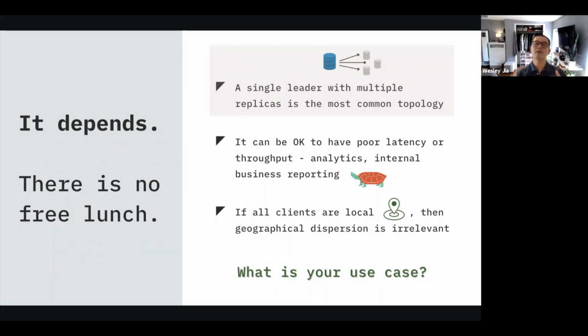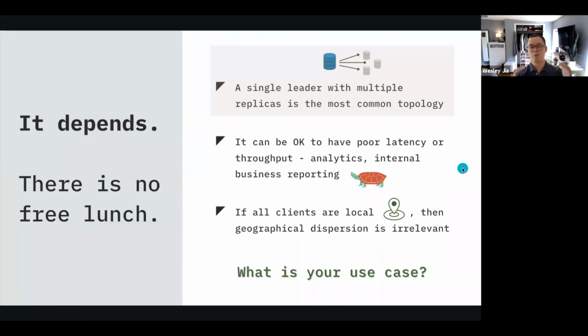And in reality, a single leader with multiple replicas is the most common topology. It's not as crazy complicated and it does the job. And there are some cases where we actually don't care about some of the benefits of replication. So you might have an internal reporting tool where if the database takes too long to replicate or serve responses back, you can just say, I don't care, I'll just check again tomorrow, doesn't matter to me. Or if all your clients are local to begin with, then why do you even care about geographical dispersion? So it all comes down to what do you care about? What trade-offs as an engineer or a database architect are you looking for?